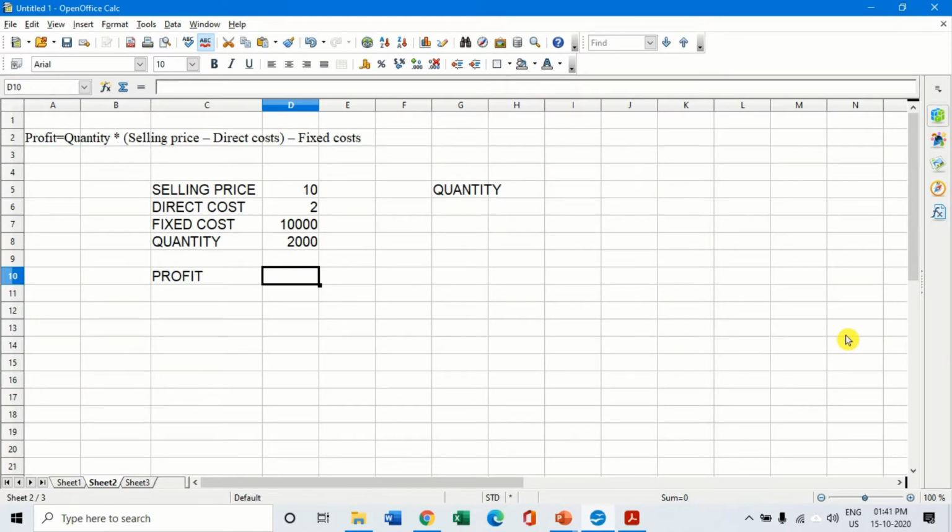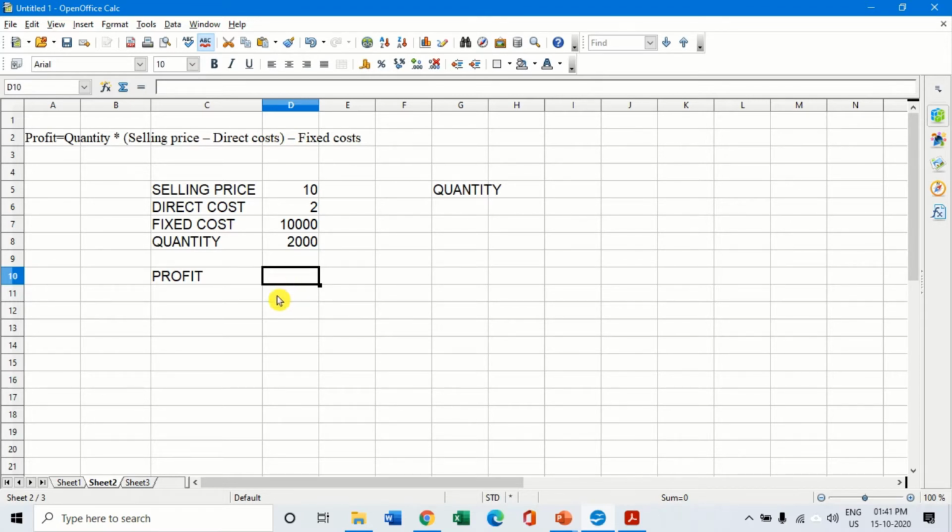So according to the problem given, the selling price per toy is $10. The direct cost of manufacturing is $2. There is a fixed cost of $10,000, and they have told us to calculate the profit that is going to be earned for a quantity of 2,000. That is, when 2,000 toys are sold, what would be the profit? Now what is the formula they have told us to put? Profit is equal to quantity into selling price minus direct cost, minus fixed cost. So this is the formula we have to use to find out the profit.